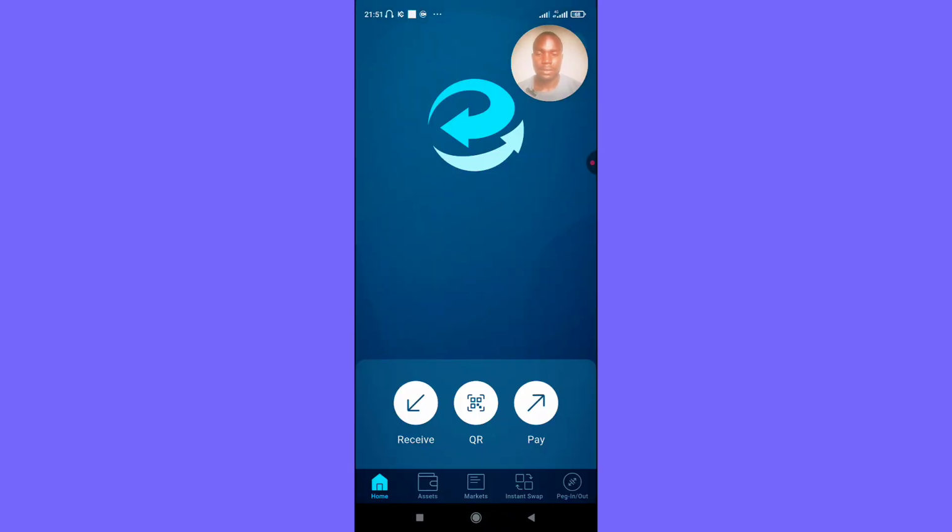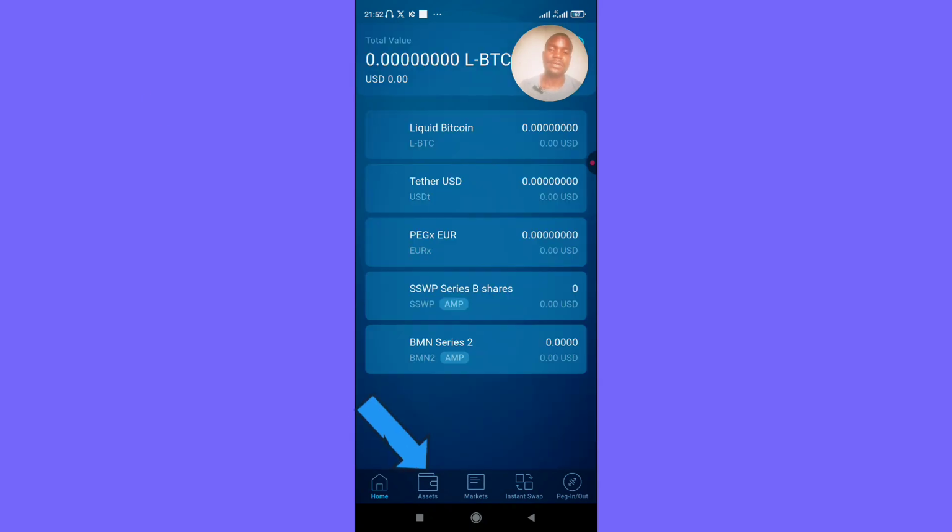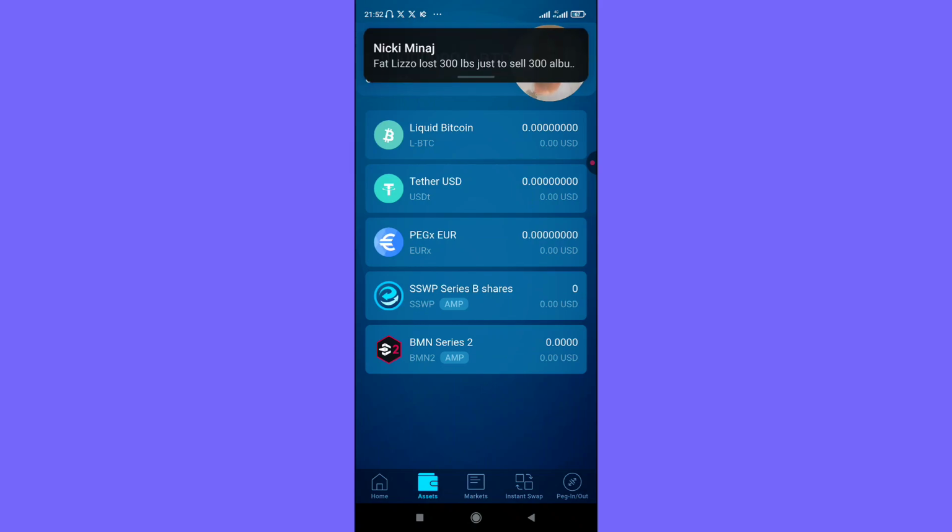Once you've created your Sideswap wallet, this is now the interface. At home we have receive, QR code and pay. Pay simply means sending. So this is now what you'll be presented with. Then you have the assets place. In case you have some liquid Bitcoin here, then the value will be shown at the top. Then you also have Tether USD on the liquid network. You have PegX Euro, Sideswap token. We also have BMN series 2. So these are just some AMP tokens.